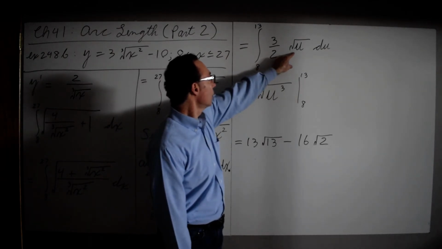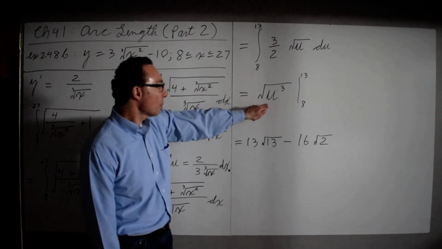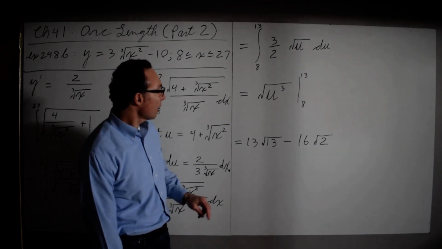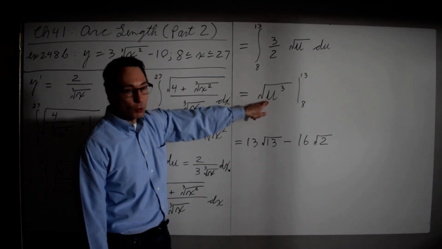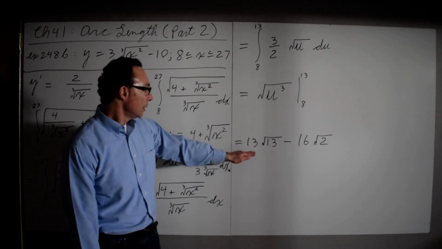Remember, square root of u is u to the 1/2, so we simply reverse the power rule. And so now we have just the square root of u cubed. We evaluate at 13, we evaluate at 8, and we subtract.